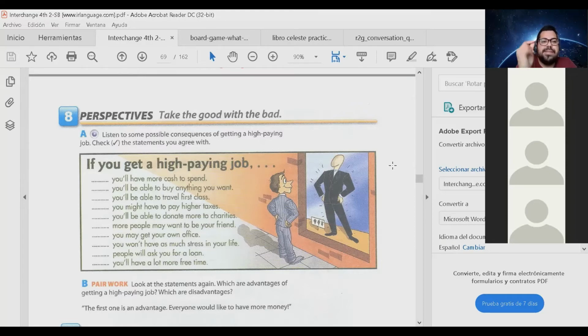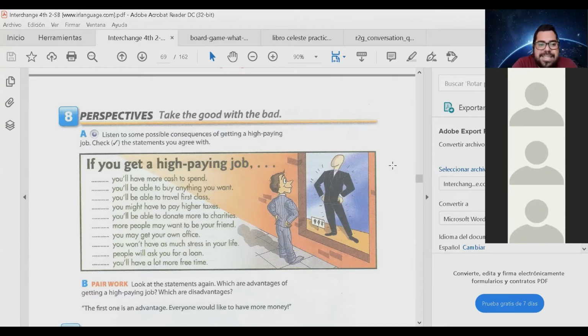For example, guys, let's take a look at this one. It is like when you receive your payment, or when you receive money. And let's take a look at this one. If you get a high paying job, look at this, a high pay, right? The first one says, you will have more cash to spend. I think that's true, right? Of course. If you have a better salary, if you have more money, you have more cash to spend. For sure, right?